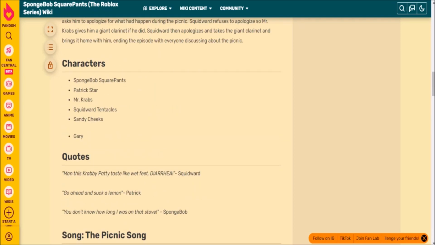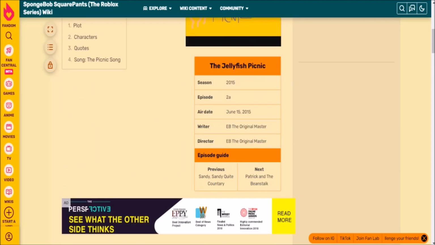As you guys can notice, the grammar in this wiki is very off.